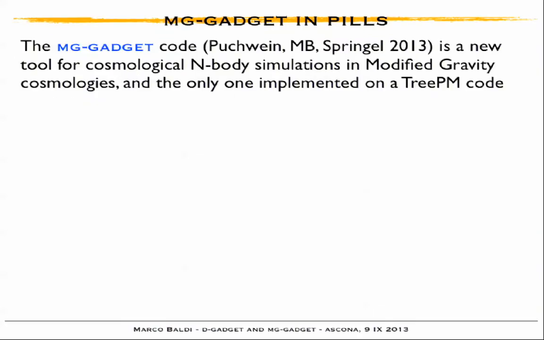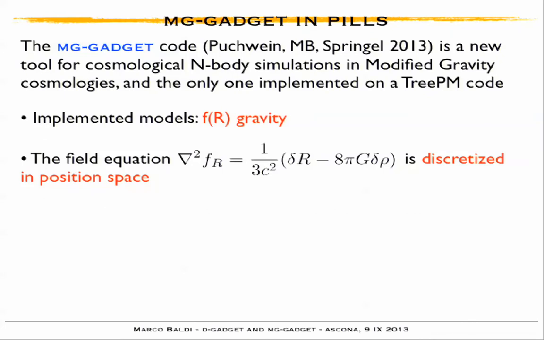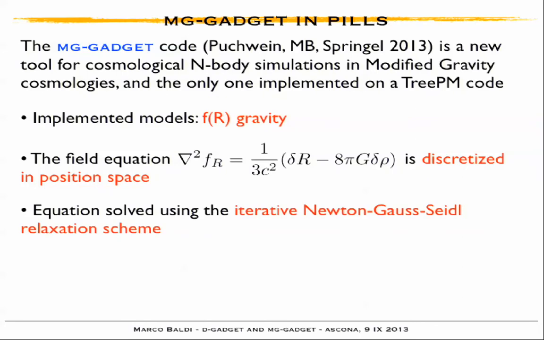Now, very briefly, what MG-Gadget does. For the moment, we implemented only f(R) gravity models, but this should be easy to extend to other types of screening mechanism because you just have to change one function in the code. So we have to solve this field equation, and we discretize this in position space. And this is solved using an iterative Newton-Gauss-Seidel relaxation scheme on an adaptive mesh.